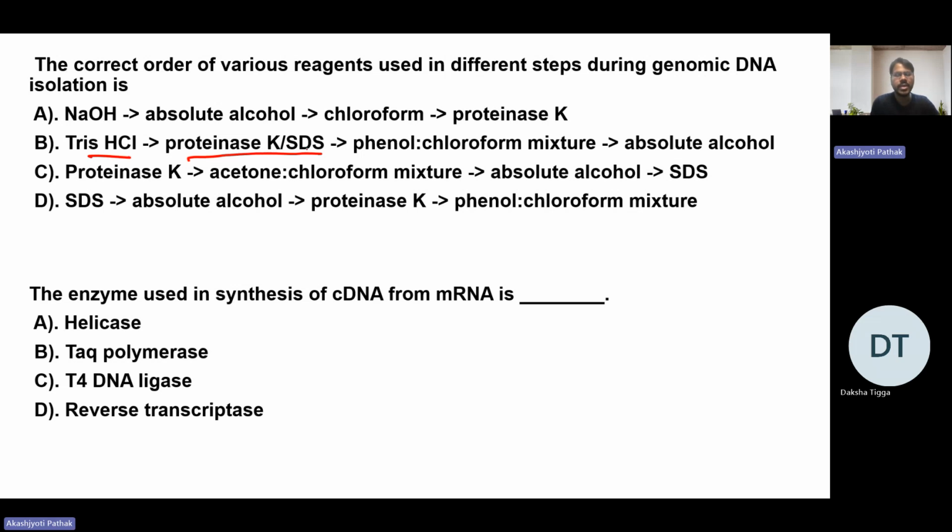And then you need to treat it with a phenol chloroform mixture. When you do that, the chloroform will make the protein move into the organic phase, while your DNA will remain in the aqueous phase. Then you take out the aqueous phase and precipitate it by treating it with 100% ethanol, absolute alcohol. So the answer is actually option B.